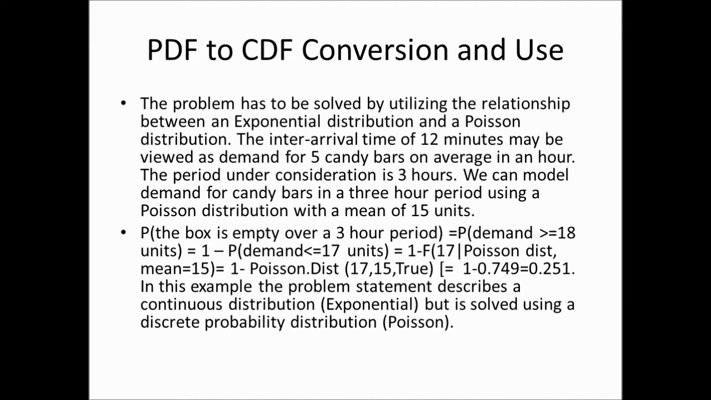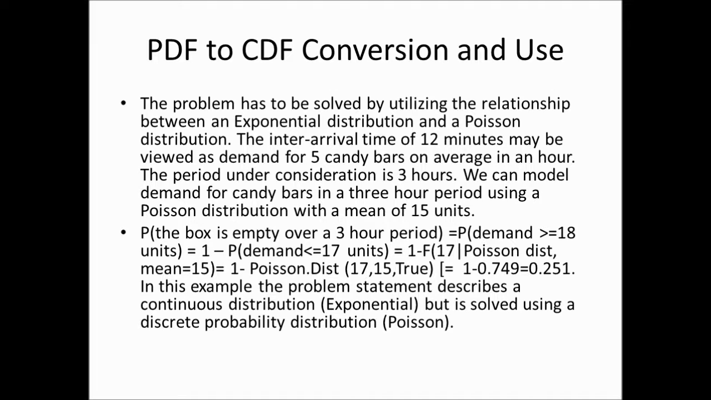In terms of CDF, this is 1 minus F of 17 using a Poisson distribution with a mean of 15. So using a statistical function in Excel, we can write that as equal to 1 minus POISSON.DIST with parameters 17, 15, true. And that gives a value of 0.251. We use true when we use the CDF.